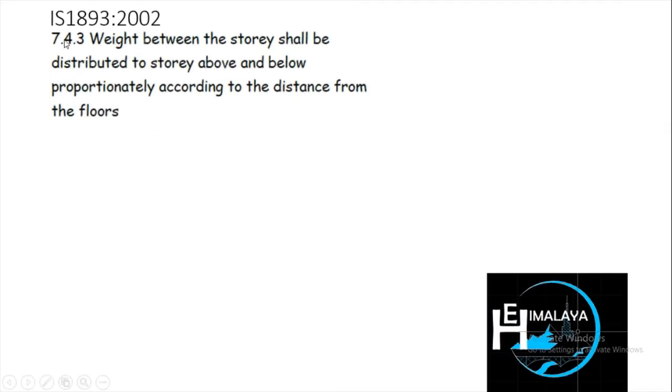As per IS 1893-2002 clause 7.4.3, the weight between the stories shall be distributed to the story above and below proportionately according to the distance from the floors. Which means that this wall will contribute half of its length to the floor above, and this wall will contribute half of its length to the floor below.